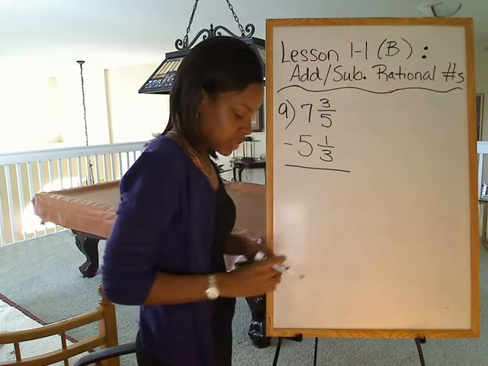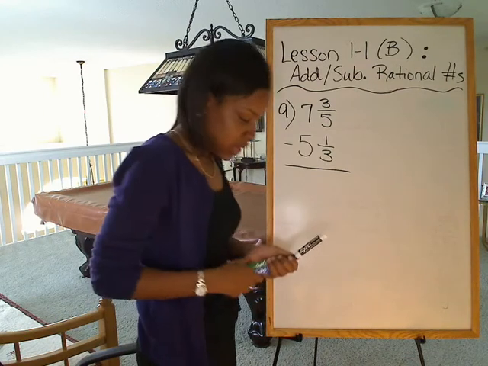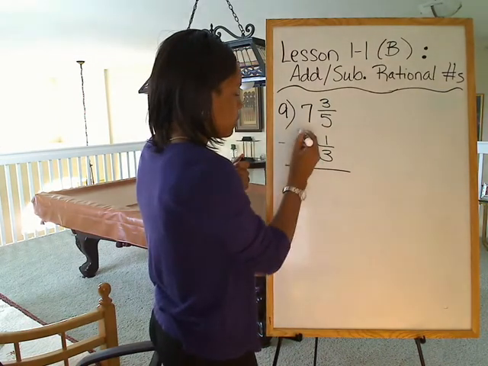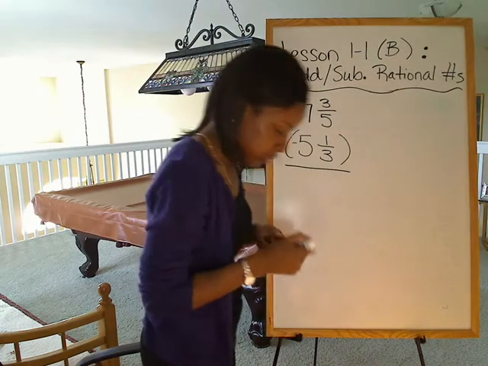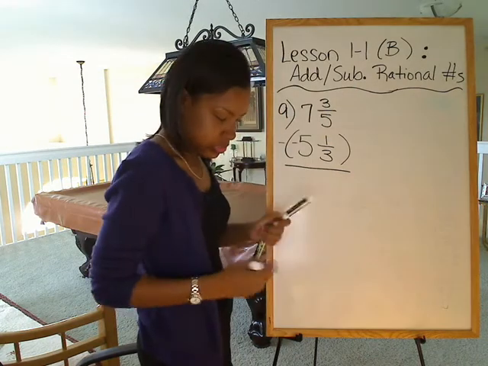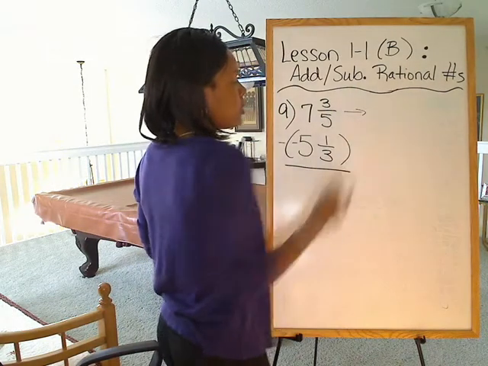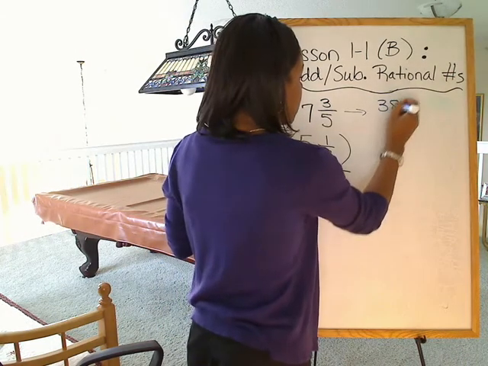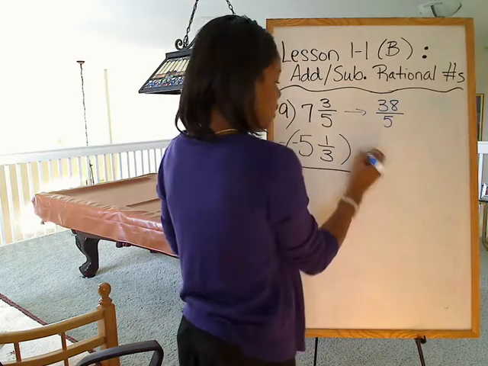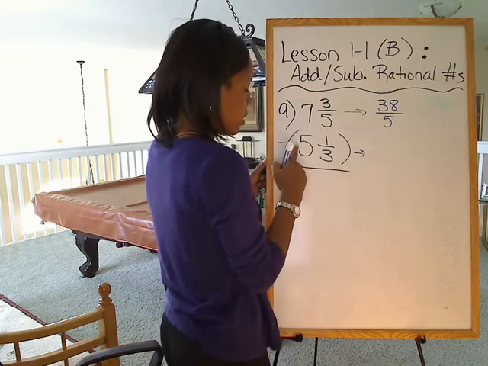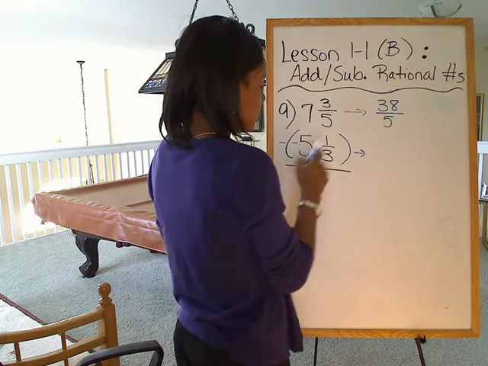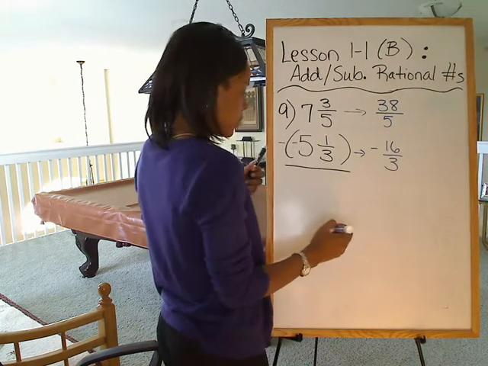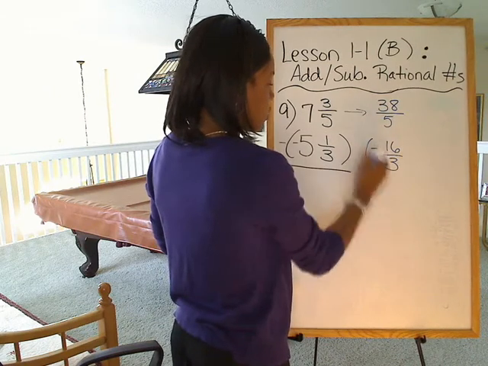Okay, so this is number 9. 7 3/5 minus, oh, I'm sorry, minus negative 5 and 1/3. So first thing I'm going to do is change my numbers to improper fractions. 5 times 7 is 35, plus 3 is 38 over 5. And 3 times 5 is 15, plus 1 is 16 over 3, and it's negative. And I'm subtracting.